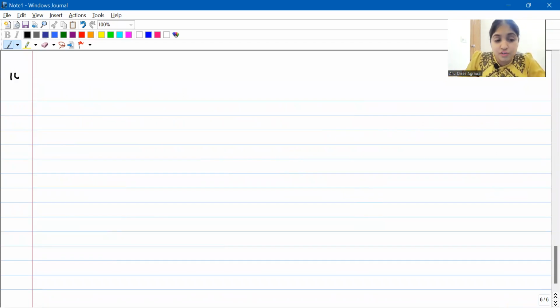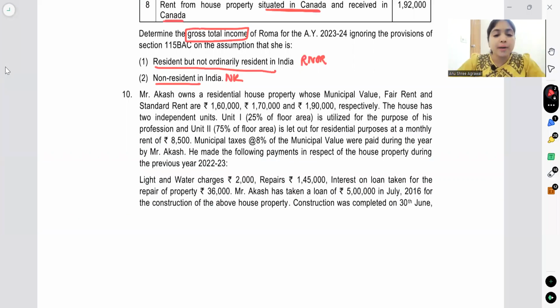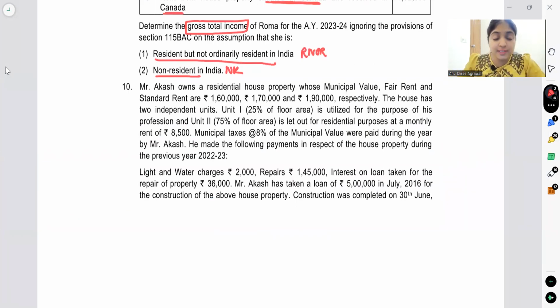Question number 10 is a nice, interesting question. It's a combination of IFHP and PGBP. All right. Let's read the question first. Mr. Akash owns a residential house property whose municipal value, fair rent and standard rent are 1,60,000, 1,70,000 and 1,90,000 respectively. The house has two independent units.